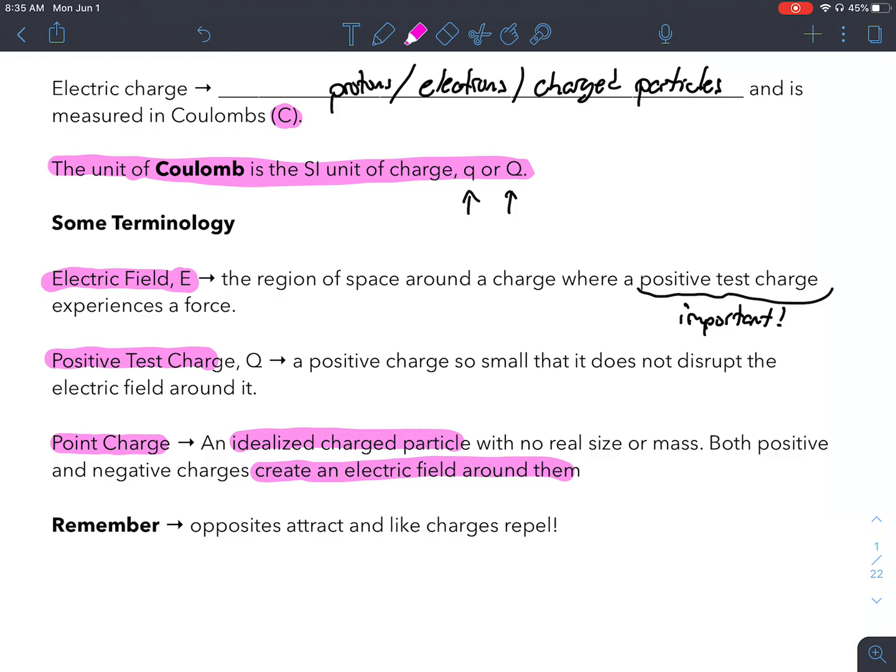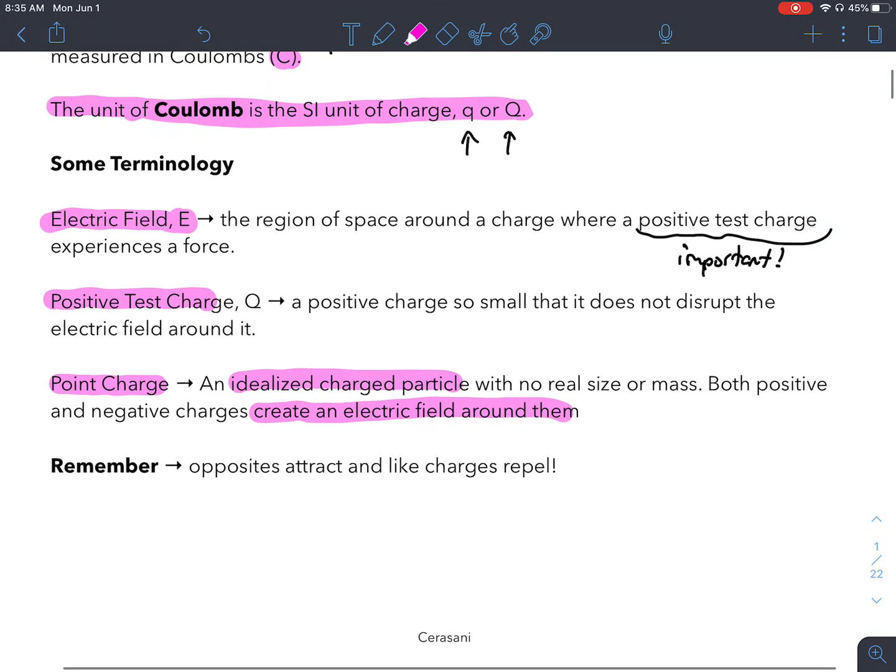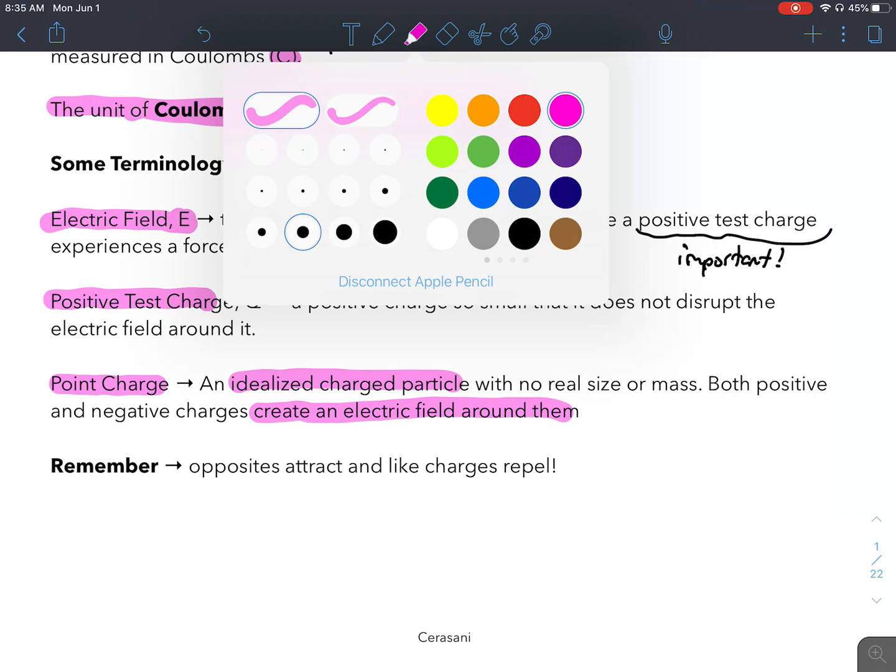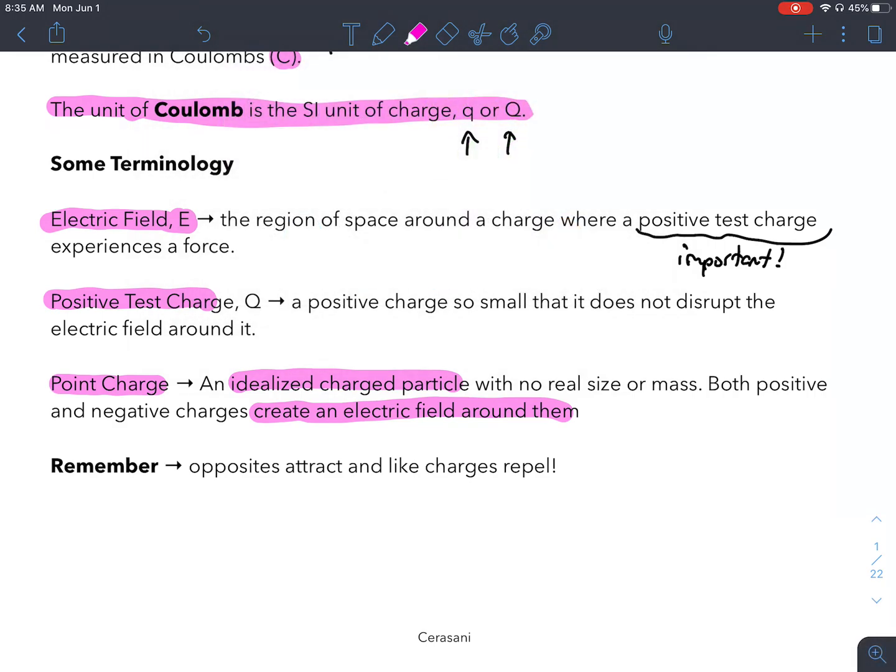Okay, so that's just some terminology that we're going to be throwing around in this unit quite a bit. And remember, this should be a review from before. Opposites attract, and like charges repel, right? That is the basic that you learned when it comes to electricity and stuff like that. Opposites attract and like charges repel.